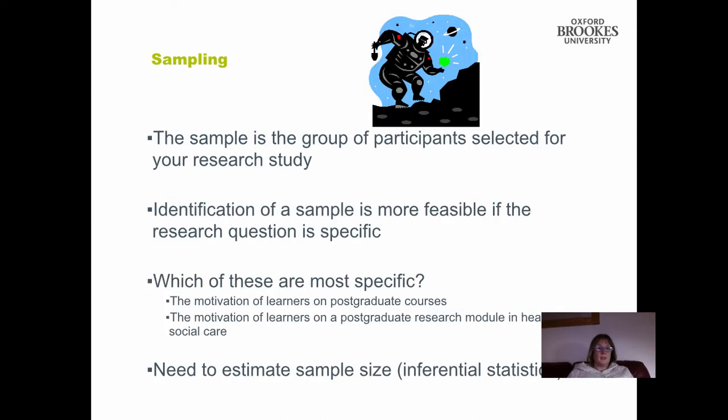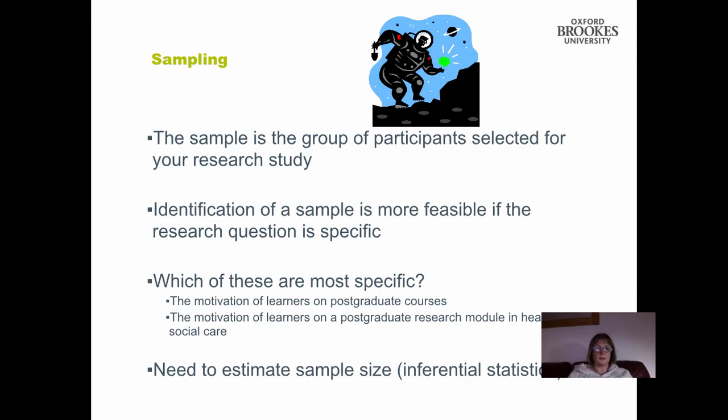Sampling is quite important when it comes to any kind of research, irrespective of the design. The sample is the group of participants selected for your research study, because you can't include everyone that might be eligible to participate in a study. Identification of a sample is more feasible if the research question is specific.